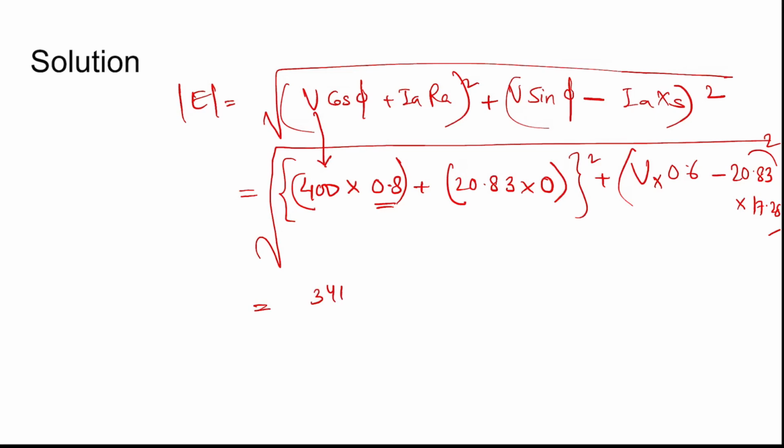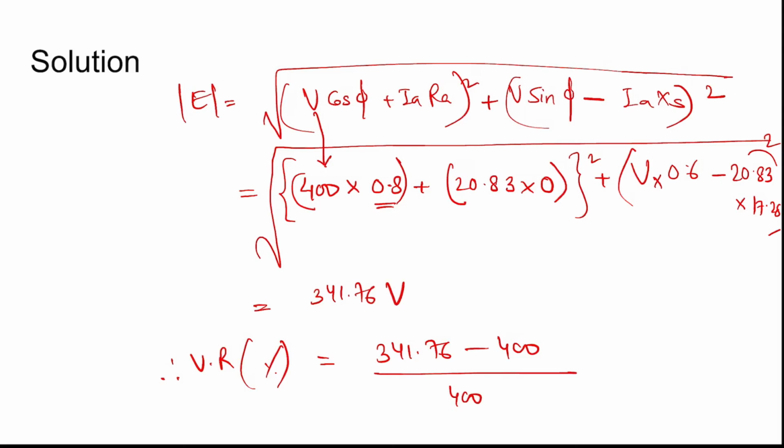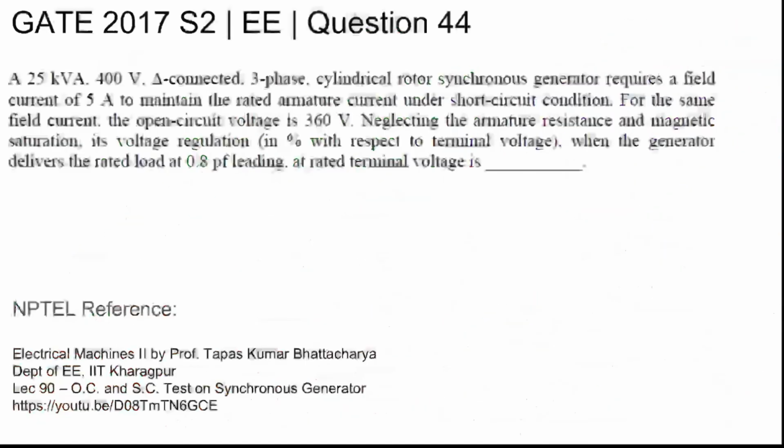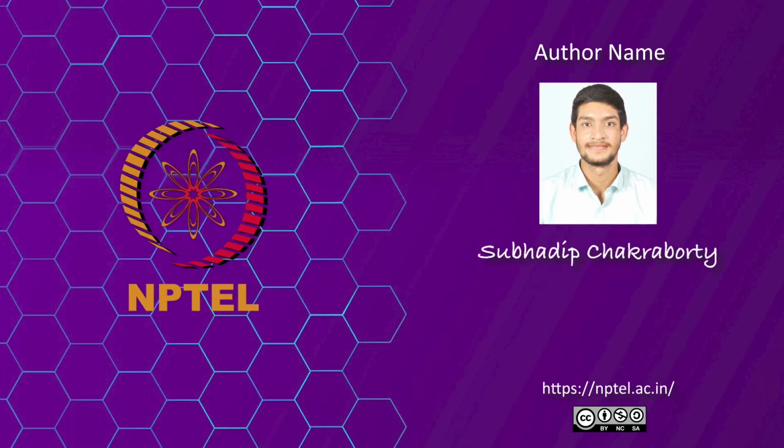This value is coming out to be 341.76 volt. Therefore the voltage regulation percentage is 341.76 minus 400 divided by 400 into 100%, which is coming out to be minus 14.56%. It is negative for leading condition. So the percentage voltage regulation is minus 14.56%. This is the answer.